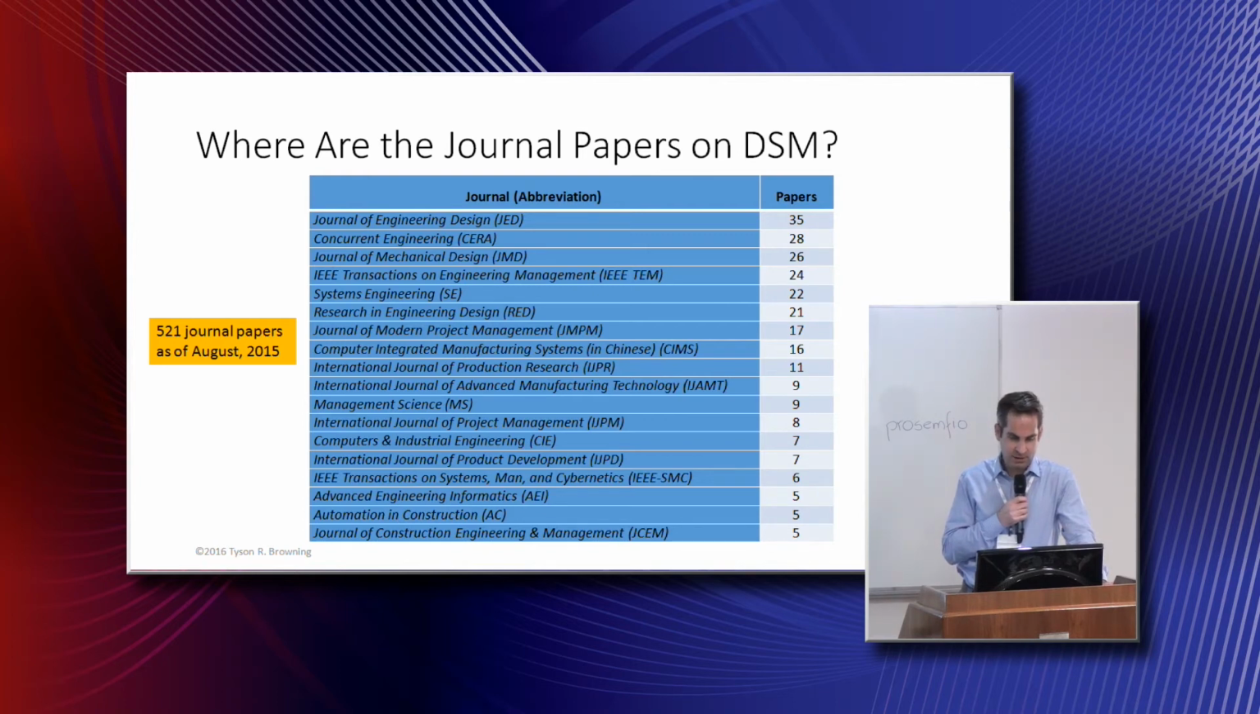Then we start to see a variety of other journals after this point, not necessarily focused on one particular discipline. And this only goes down to journals that have 5 or more papers. There are, of course, many, many more journals that have 1 to 4 DSM papers in them. So 521 journal papers, in fact, as of about a year ago when this count was made. So I think that's great. Nice to have academic journal papers.